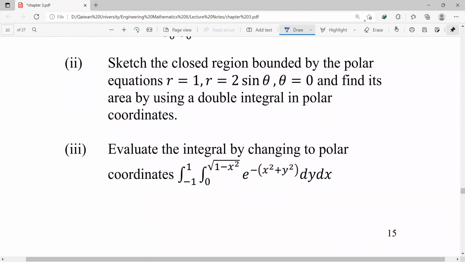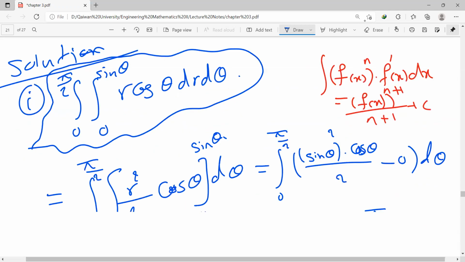In the second example, we have two functions: r equals 1 and r equals 2 sine theta. It says to sketch the graph which is enclosed by these two functions. First, we draw the graph.